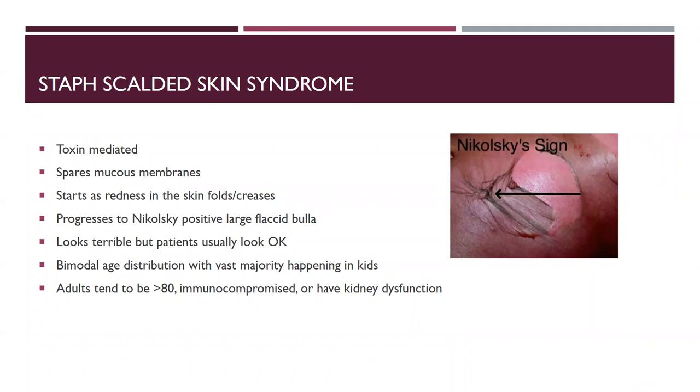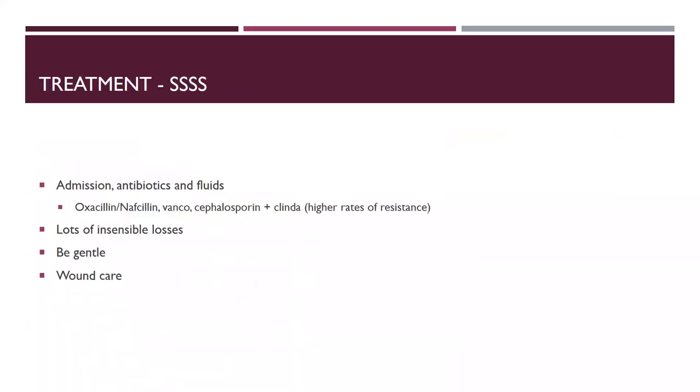The patients look terrible because the superficial layer of their skin is sloughing off, but they're actually usually pretty okay. There tends to be a very bimodal age distribution. The reason that picture is of a kid is because it's mostly seen in kids. But over the age of 80 tends to have a recurrence. And it tends to be in immunocompromised patients or patients with kidney dysfunction. Hence why our patient has CKD.